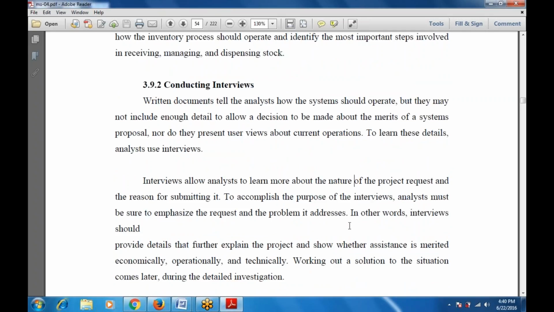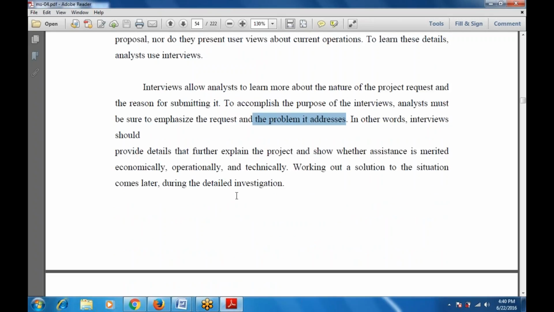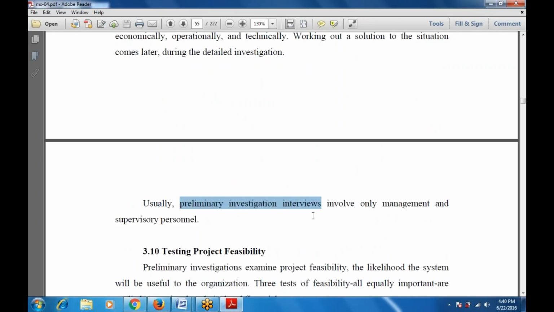To accomplish the purpose of the interviews, analysts must be sure to emphasize the request and the problem it addresses. The interview should provide details that further explain the project and show whether it is merited economically. That means it is very feasible to schedule the interview, and there are also techniques required for the interview. Usually the investigation interviews involve only the management and the supervisory personnel.